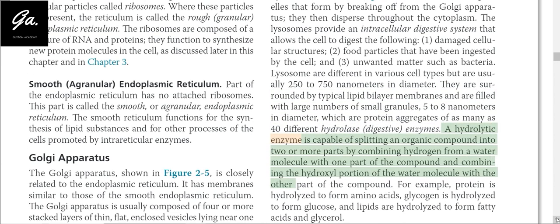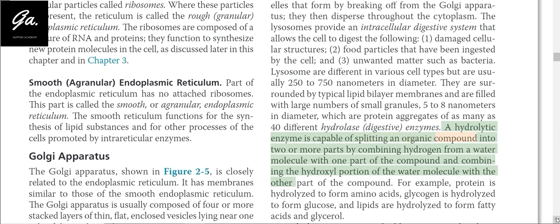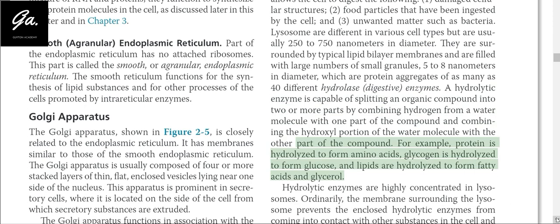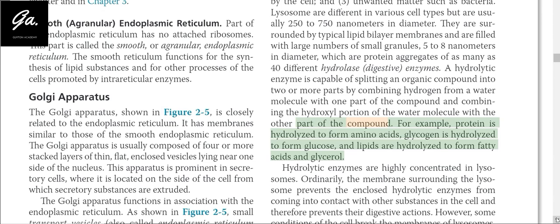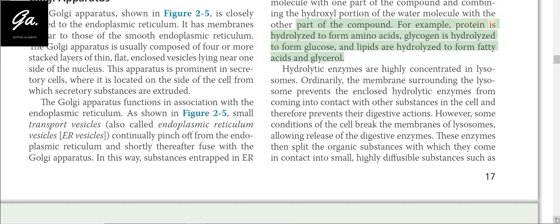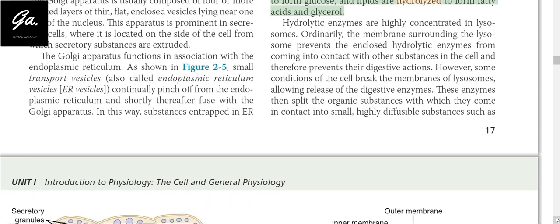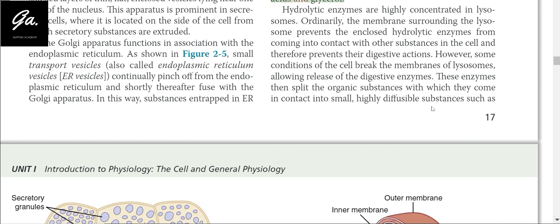A hydrolytic enzyme is capable of splitting an organic compound into 2 or more parts by combining hydrogen from a water molecule with one part of the compound and combining the hydroxyl portion of the water molecule with the other part of the compound. For example, protein is hydrolyzed to form amino acids, glycogen is hydrolyzed to form glucose, and lipids are hydrolyzed to form fatty acids and glycerol. Hydrolytic enzymes are highly concentrated in lysosomes.